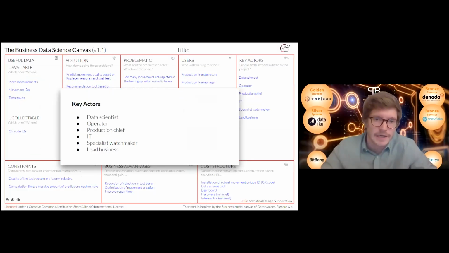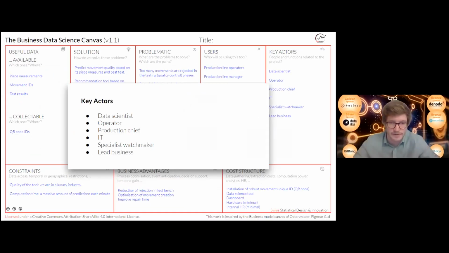Then we have the last step, which is the key actors. For the key actors, we have the data scientists, operator, production chief, IT, specialist watchmaker, and lead business. Here the goal is not to have one person for specific roles, but maybe some people have several roles. But it's important to have all the competencies you need. And also don't forget the field expert.